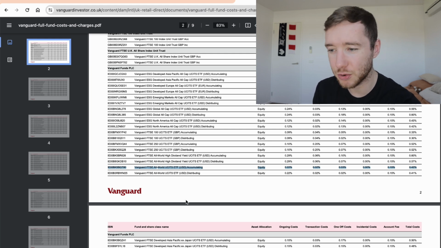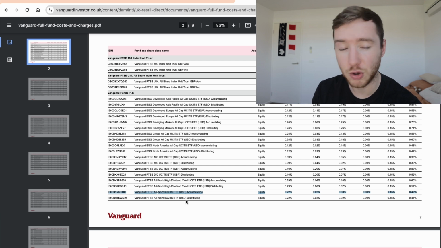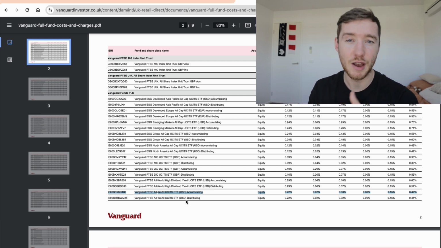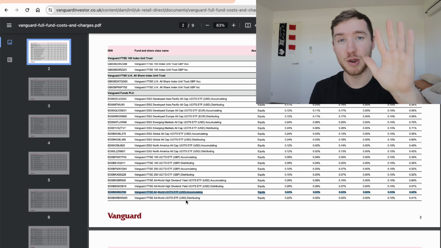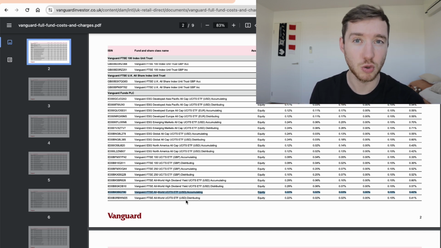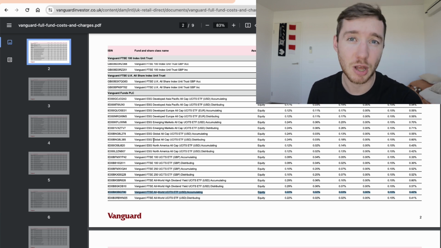Slightly different fees going on here. The transaction costs are 0.02, but it also has one-off costs of 0.03%, which I believe is because it's an ETF rather than an index fund, which is factor 5 of this video we're going to come on to. But ultimately, once again, the total cost is 0.42%, which is 0.01% cheaper than the FTSE Global All Cap. I'm going to be honest, the fee probably shouldn't be the deciding factor. They essentially are both low-cost global funds.